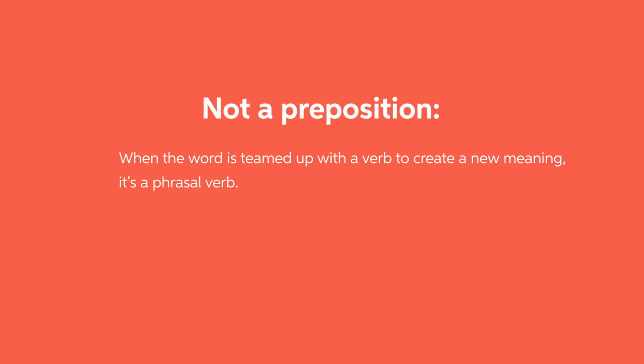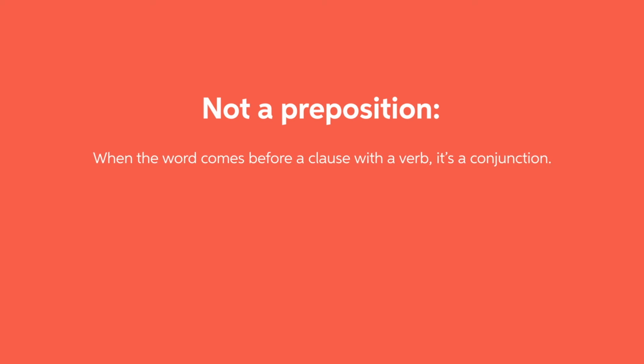When the word is teamed up with a verb to create a new meaning, it's a phrasal verb. We ran up the tab. Up can be used as a preposition, but here it is part of a phrasal verb. When the word comes before a clause with a verb, it's a conjunction. We decided to go to dinner since we missed the movie.